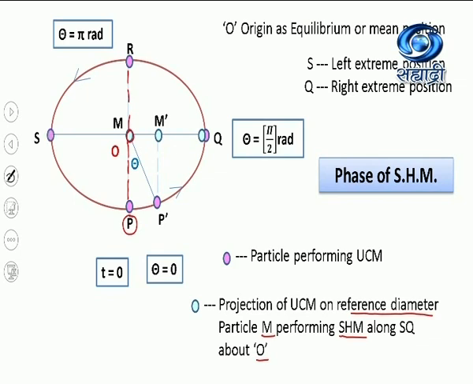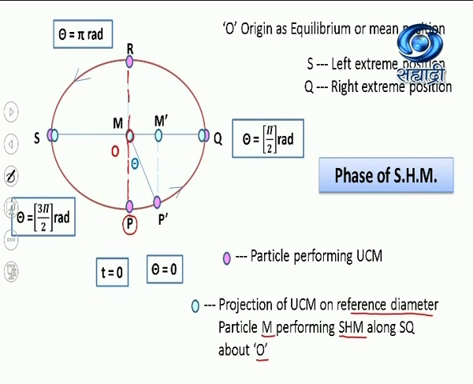Further, if the particle reaches position S, that is the left extreme position, then the projection of S is at the same position, S itself. So obviously the particle M has reached the left extreme position from its equilibrium position. So it is now at the negative extremity or left extreme position, where the phase is equal to 3 pi by 2 radian or 270 degrees.